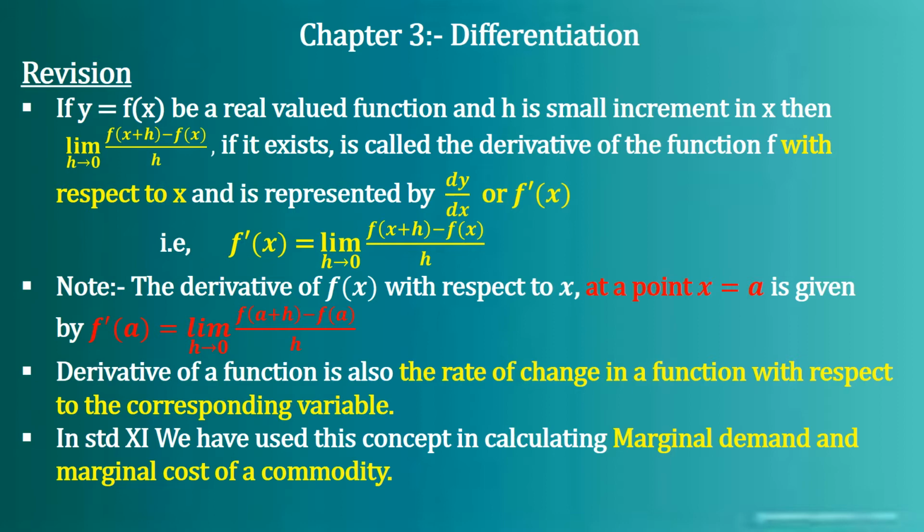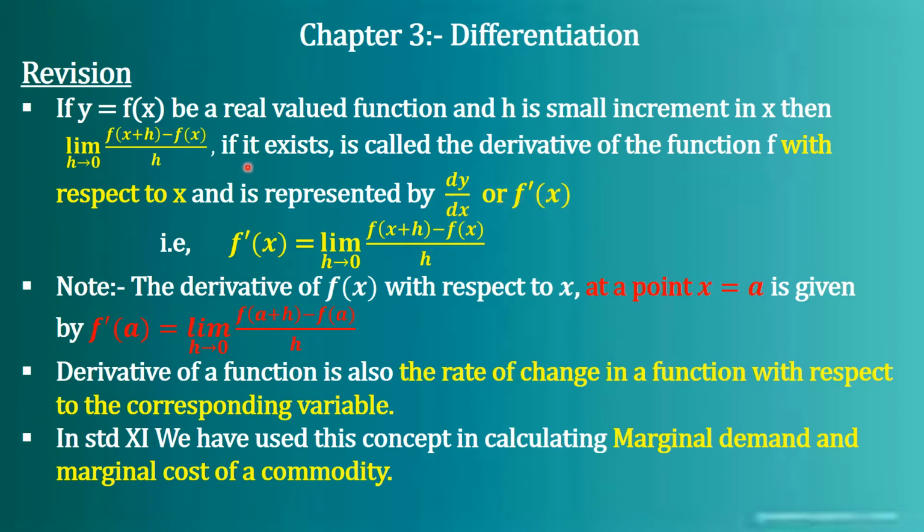Let us revise that. If y is equal to f of x, a real valued function, and h is a small increment in x, then limit h tends to 0 of f of x plus h minus f of x upon h, if it exists, is called the derivative of the function f with respect to x and is represented by dy by dx or f dash x.